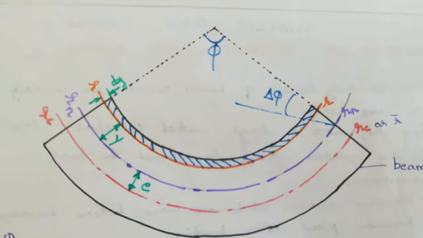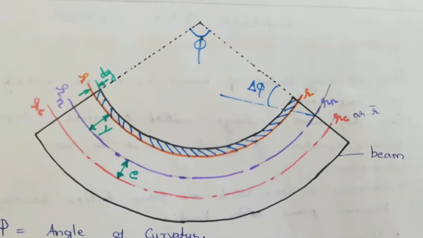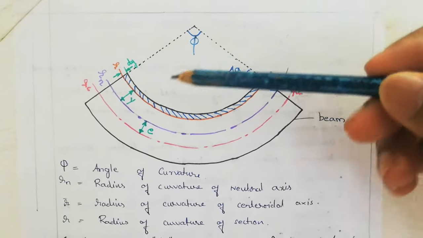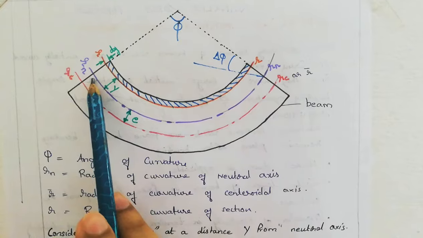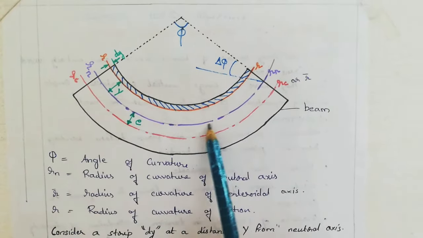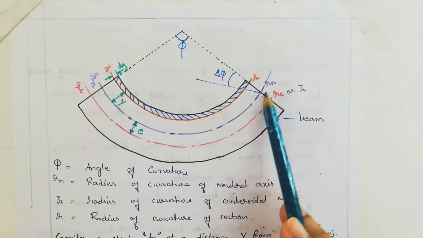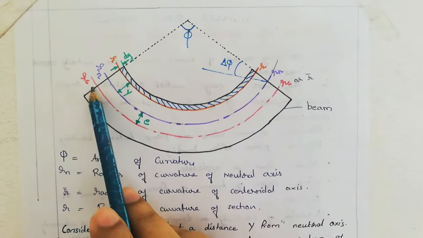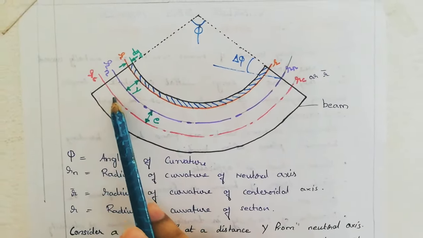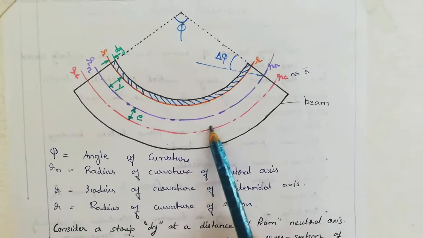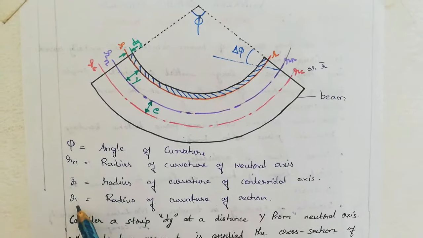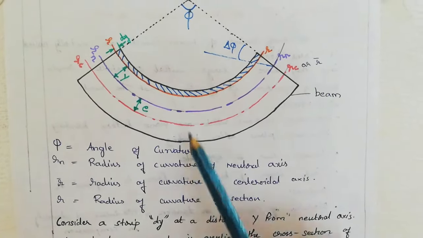Now here we have a beam which is initially curved. Here phi is the angle of curvature. Rn, shown in the lavender color, is the neutral axis. The transverse section rotates about the neutral axis. We already said that. This is the radius of curvature of the centroid, and this R is the radius of curvature of the section.